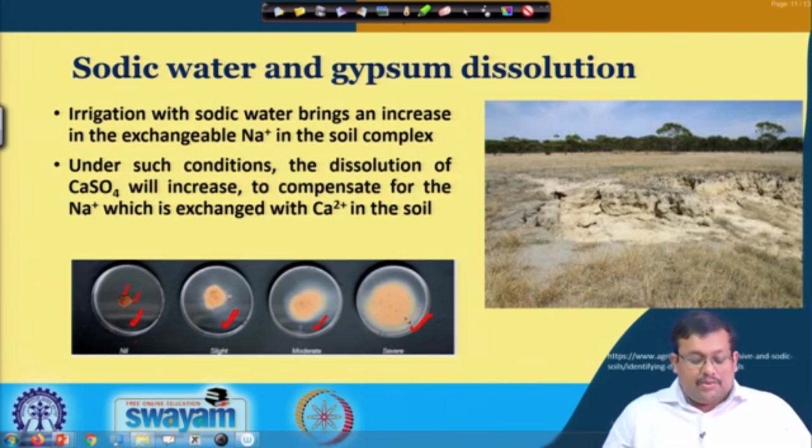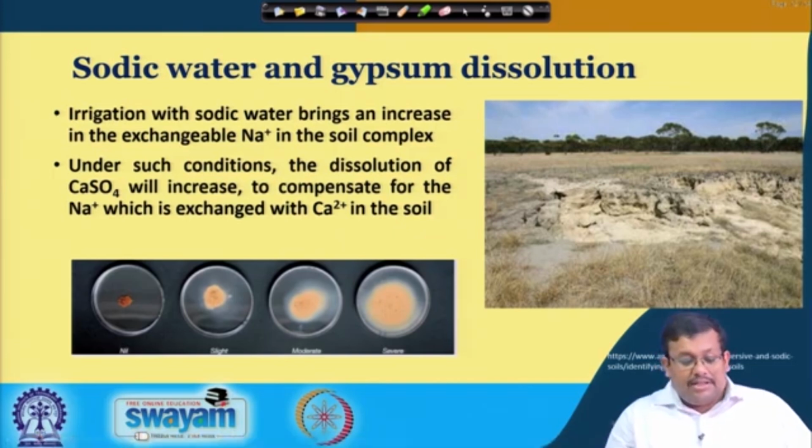So, under such conditions, when the sodicity is increasing in the soil, the dissolution of calcium sulphate is also increased, because the calcium from this calcium sulphate competes for the exchange sites in the soil and thereby replaces the sodium from the exchange sites to form the aggregates or flocculates. So, this is basically the dissolution of gypsum in sodic soils.